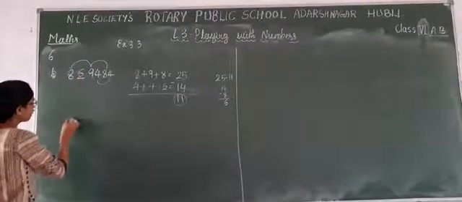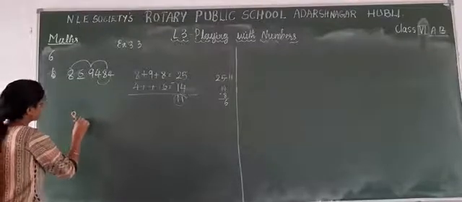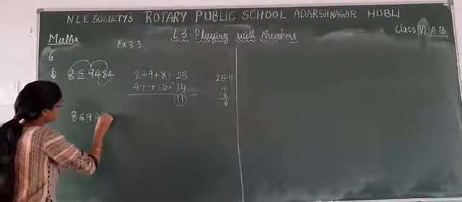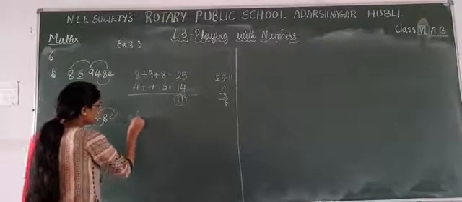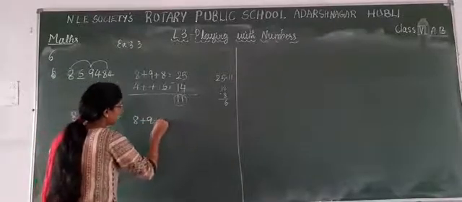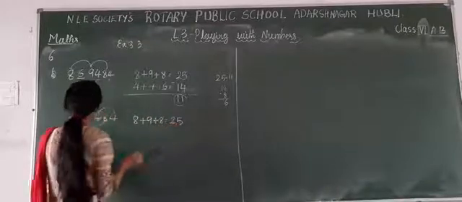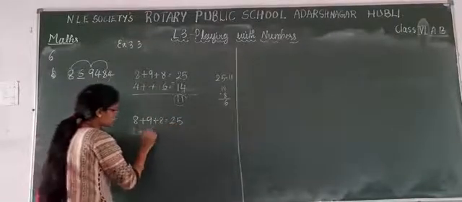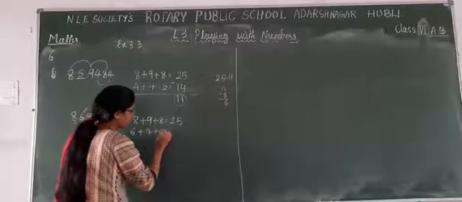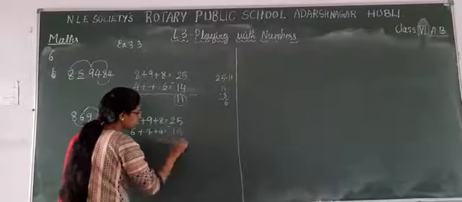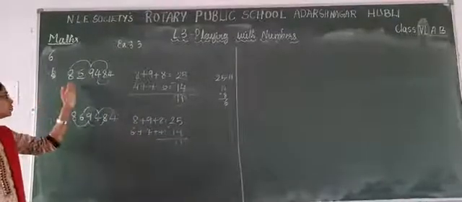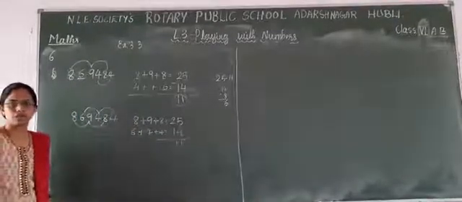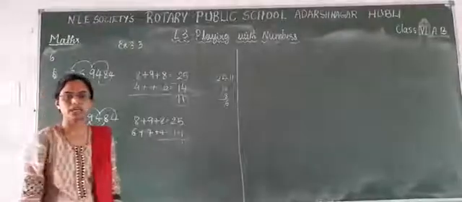Just check. Write the digit sums. 8 plus 9 plus 8 is 25. 6 plus 4 plus 4 is 14. And the difference between the sums of digits is 11. If 6 is written, then this number is divisible by 11. So here completes exercise 3.1.